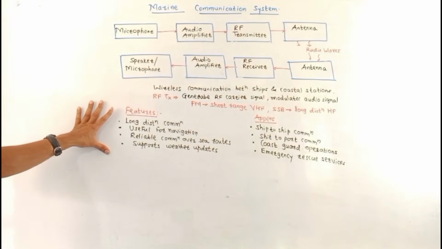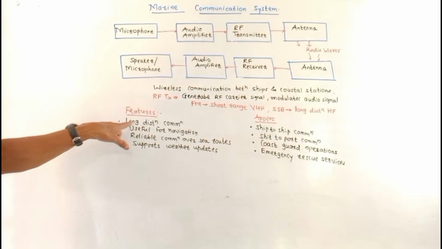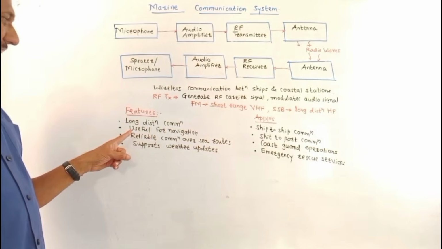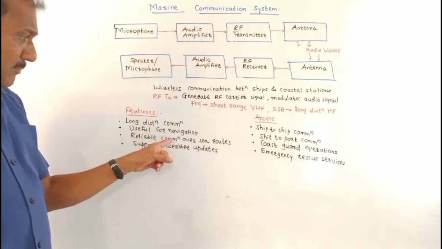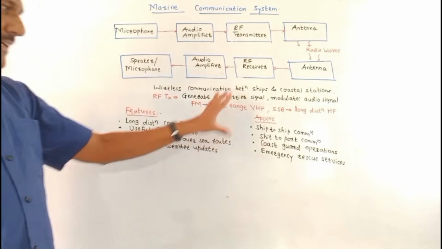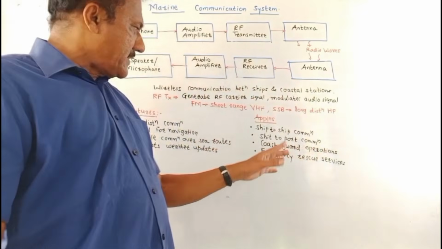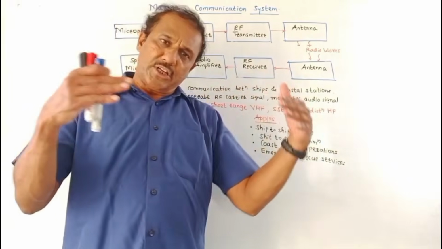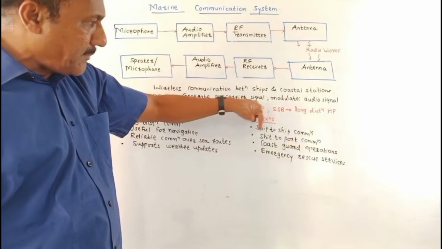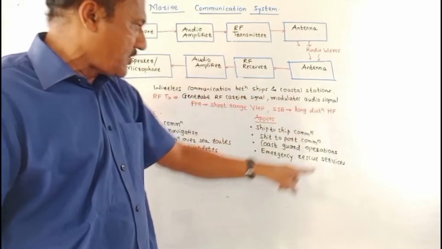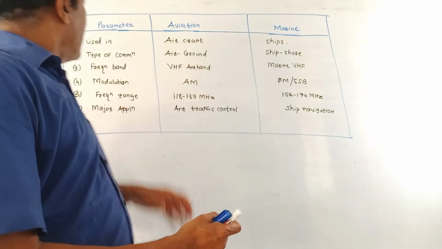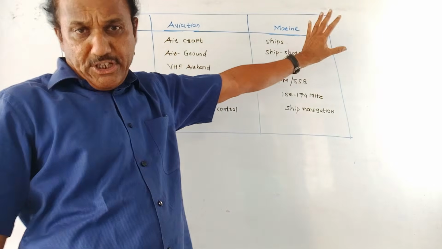Some important features are: it is applicable for long distance communication, it is useful for navigation systems, it is a very reliable communication over sea routes, and it supports weather updates. Applications: the major applications are that it is used for communication between two ships, so ship to ship communication, then ship to coastal port communication. Now let us discuss some important differences between aviation and marine communication.